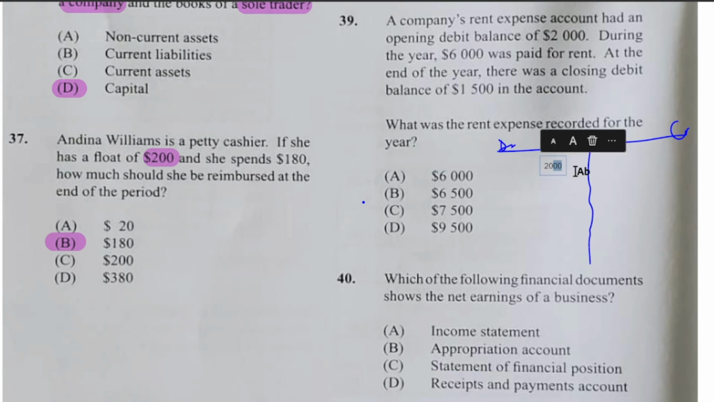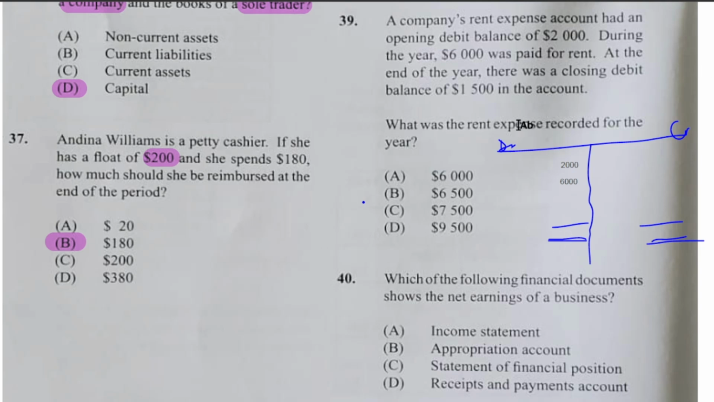Alright, so I'm going to move this a bit. Yeah. Alright, during the year, $6,000 paid. So let's come here and we put $6,000 here. And then at the end of the year, there is a closing debit value of $1,500. So this value here is when you add up, you have your line here, your subtotal line followed by your total line. Alright, this is very difficult to draw.